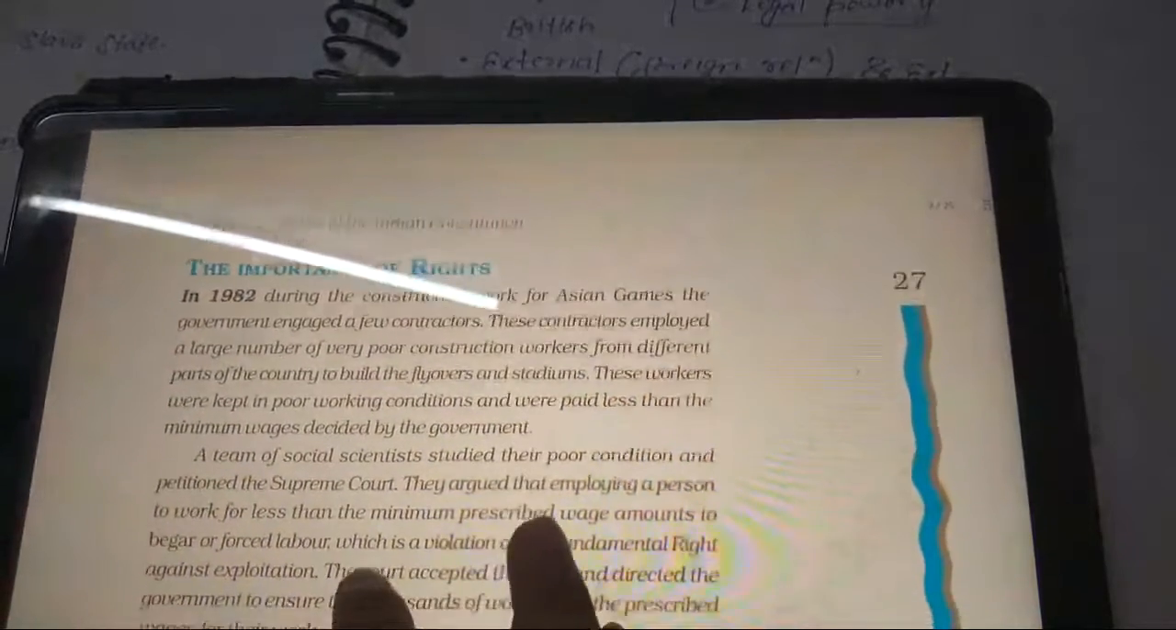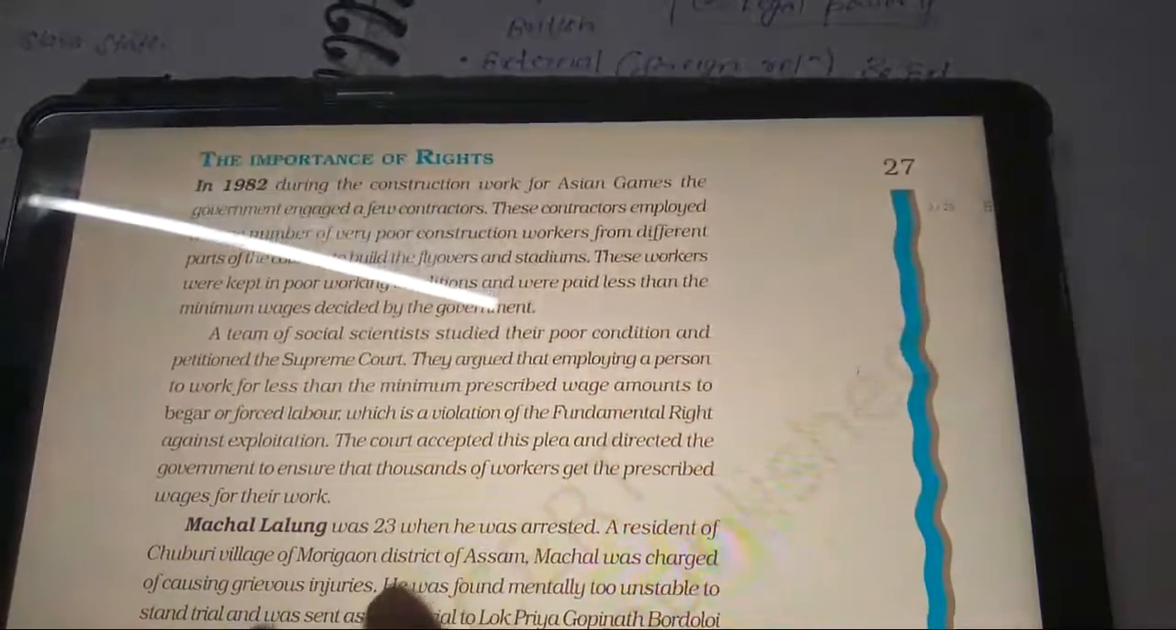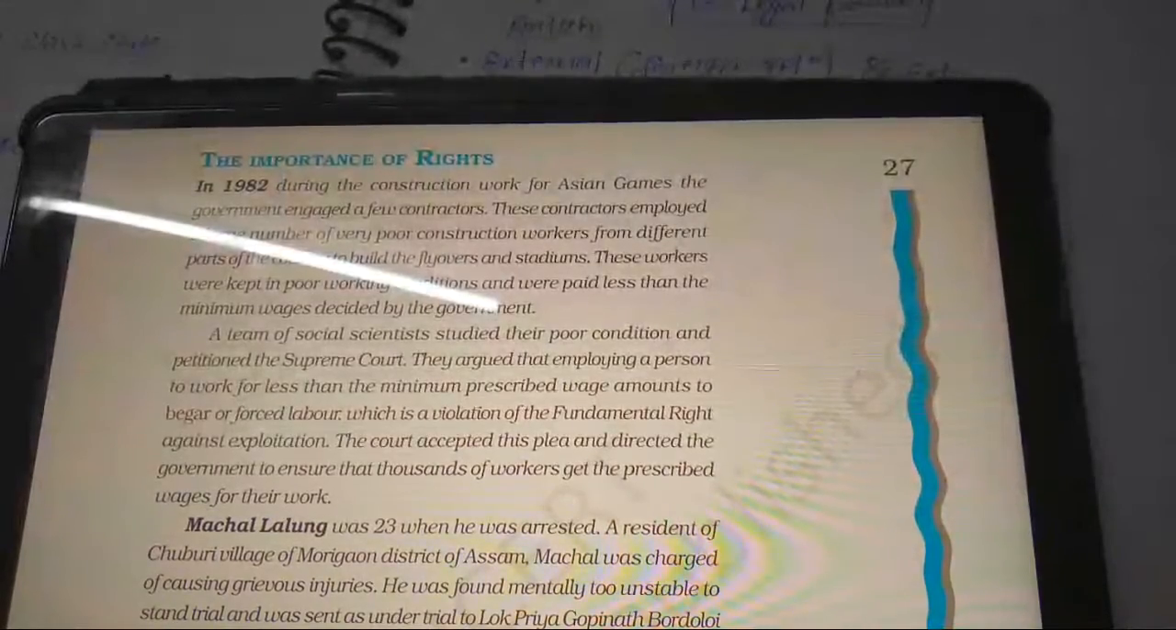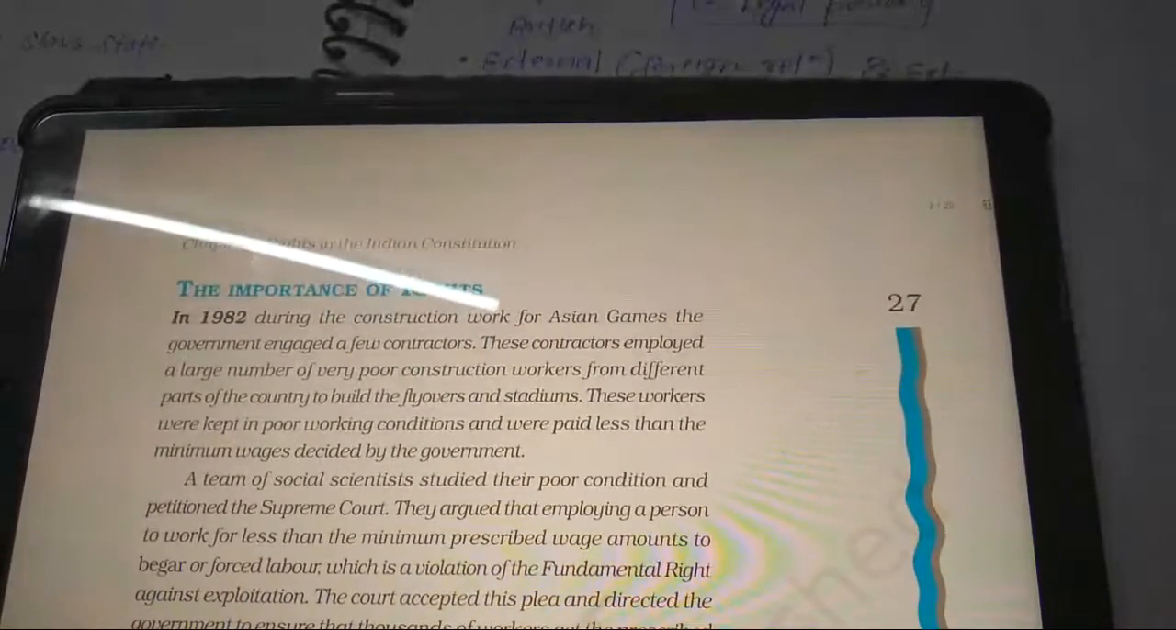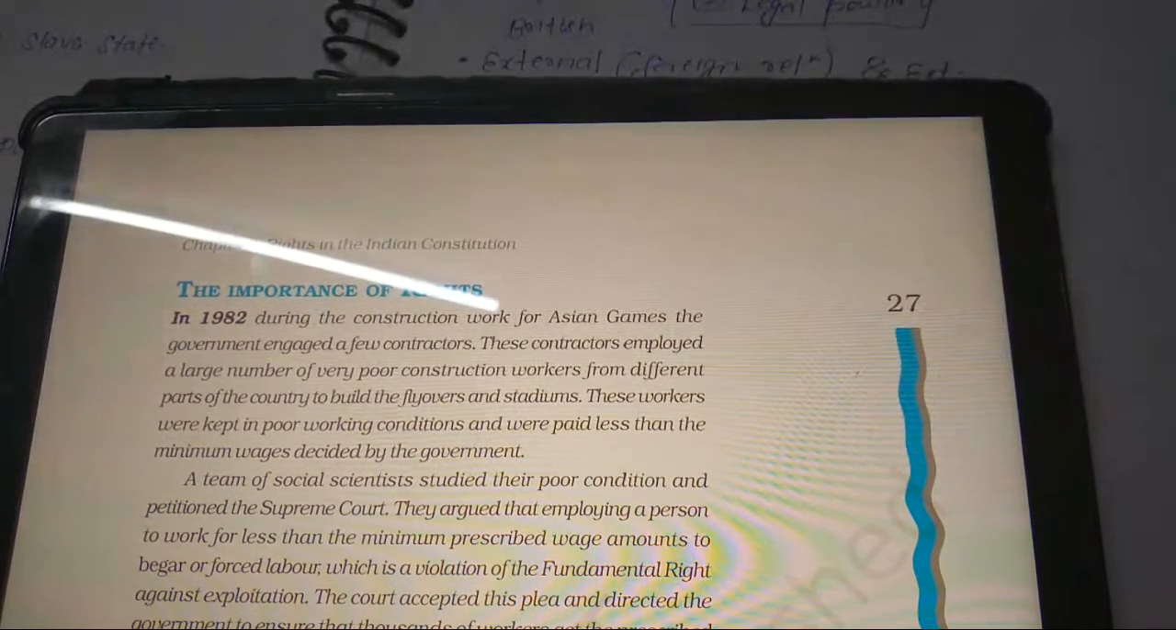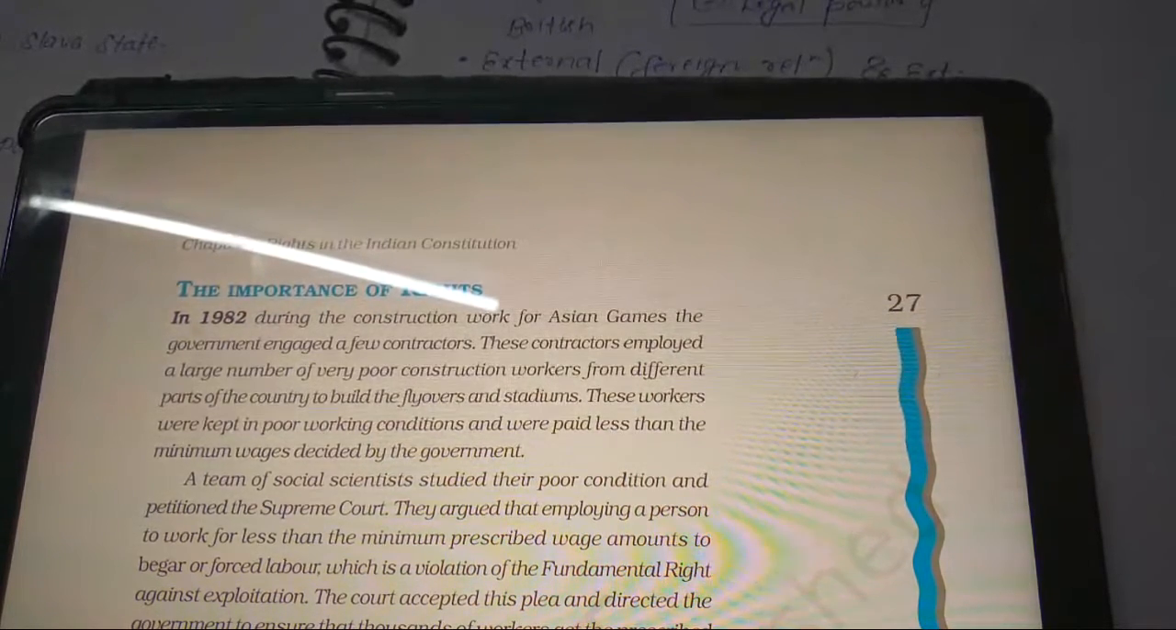Chapter 2, the importance of rights. In 1982, during the construction work for the Asian Games, the government engaged a few contractors. These contractors employed a large number of very poor construction workers from different parts of the country to build the flyovers and stadiums. These workers were kept in poor working conditions and were paid less than the minimum wages decided by the government.